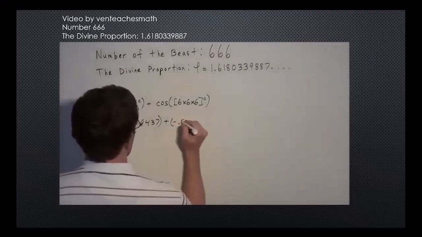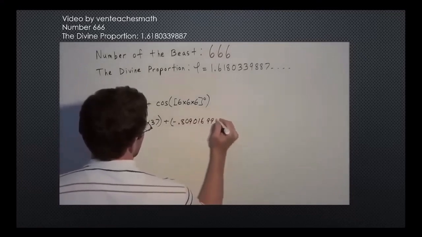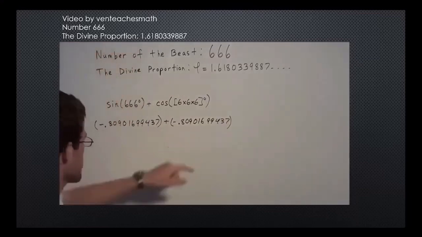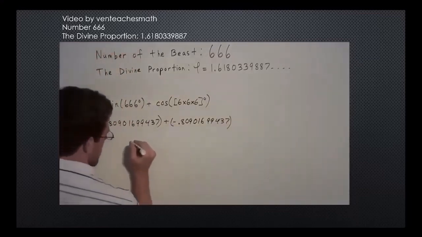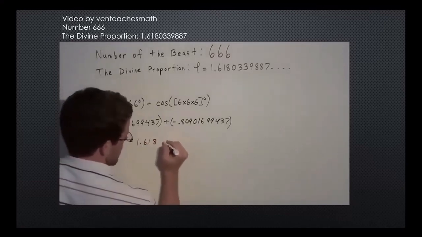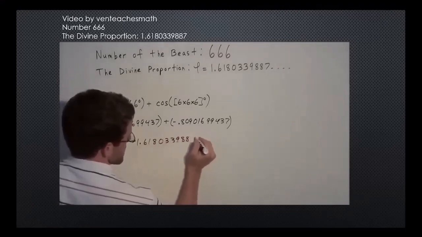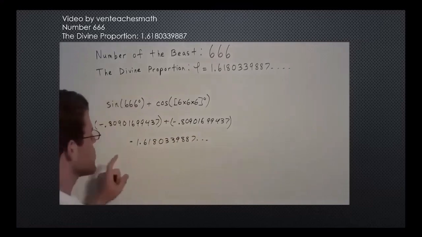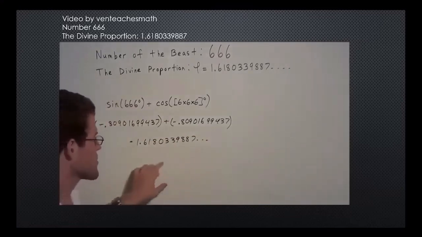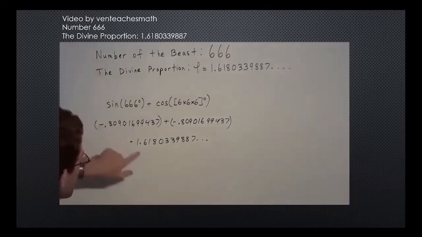We get negative 0.80901699437. So now when we add these two numbers together, the result will be negative 1.6180339887. And now this decimal will continue on for a few more places. It may continue on forever, but I'm pretty sure that this decimal terminates. But the point is, the mathematical significance of the number of the beast, now we can see it.